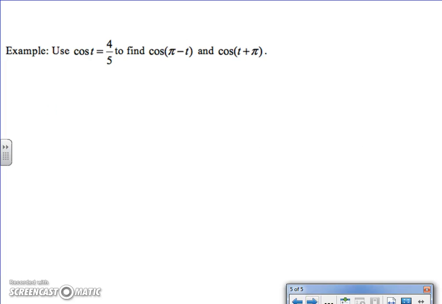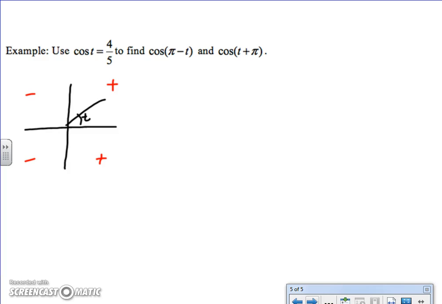All right, let's look at one more example here. So we know cosine of t is 4 over 5, so that's what we're given. So I'm going to draw a picture of that. So let's say this is my angle t here. Since we're dealing with cosine, you know cosine is positive in 1 and 4, negative in 2 and 3.